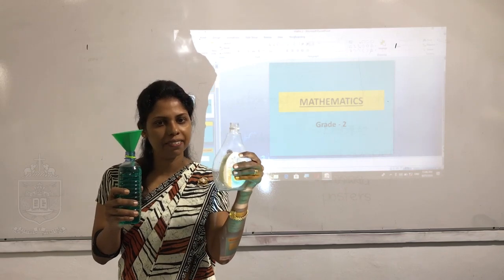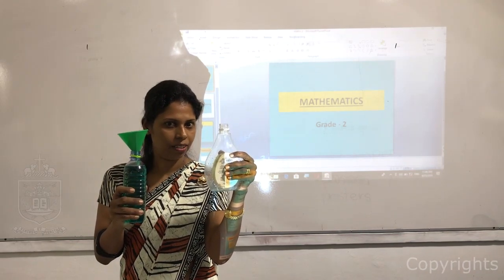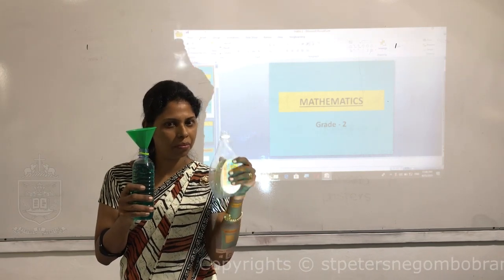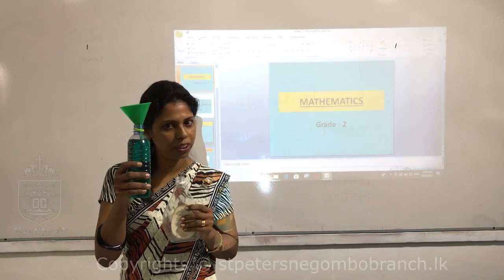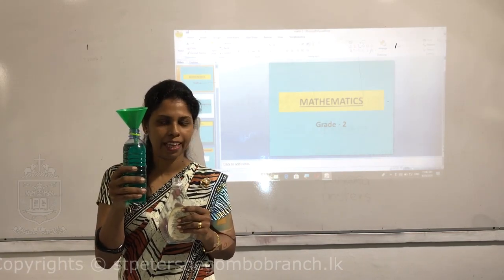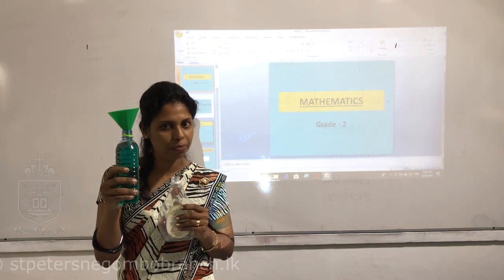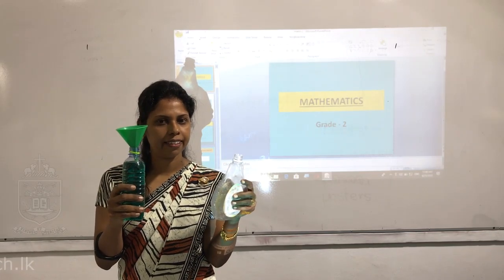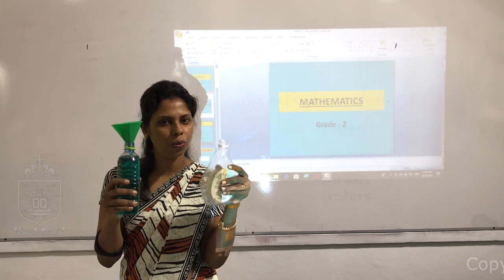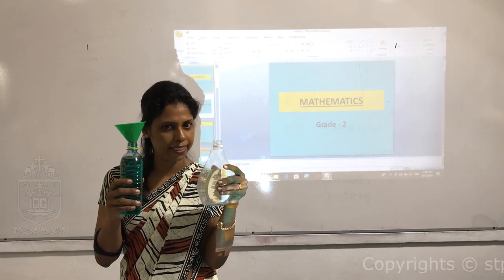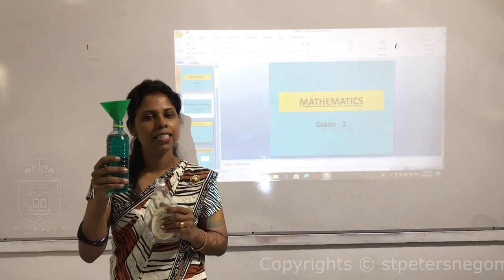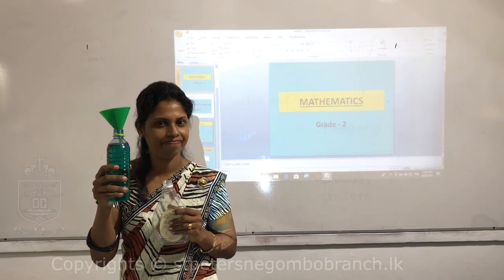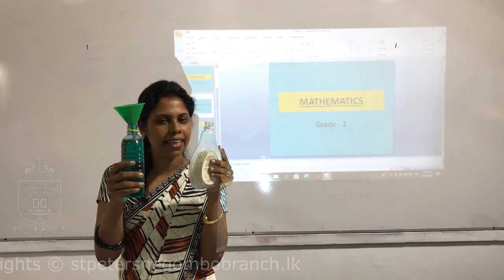So I used 7 yogurt cups to fill this bottle, and the same amount of water I poured into this bottle. And I was able to fill this bottle up to this level. And these two bottles hold the same amount of capacity. So this bottle holds 7 cups of water, 7 yogurt cups of water. So they have the same capacity.